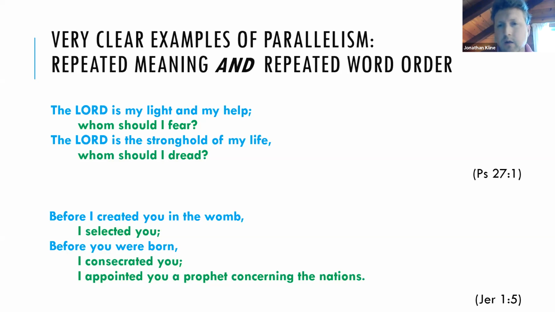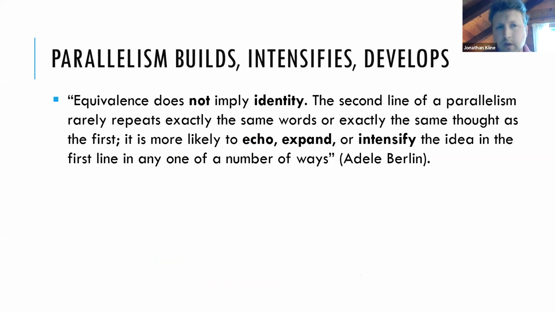But again, this is not typical. Normally, there's more variation than that in parallel lines of poetry. And as Adele Berlin says, equivalence does not imply identity. The second line of a parallelism rarely repeats exactly the same words or exactly the same thought as the first. It's more likely to echo, expand, or intensify the idea in the first line in any one of a number of ways. So the heading I've included here is parallelism builds, intensifies, and develops.